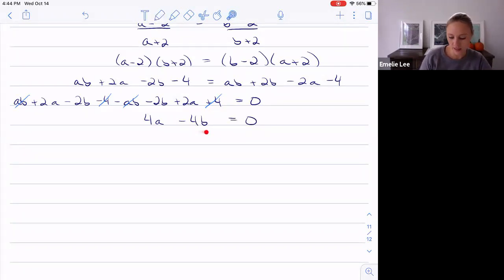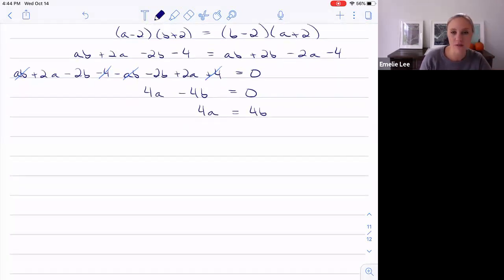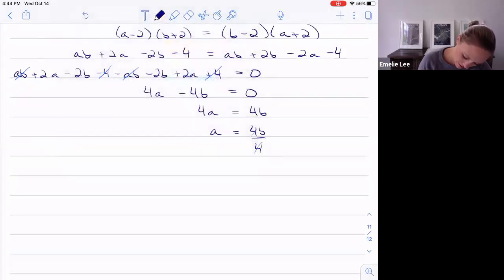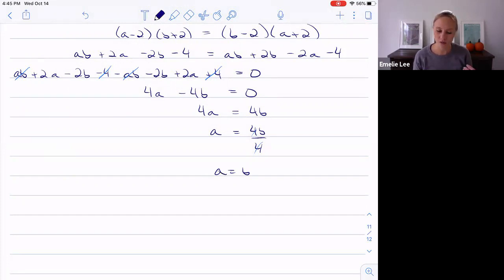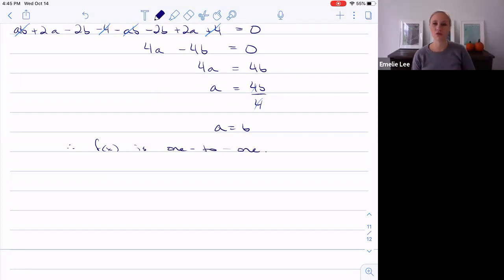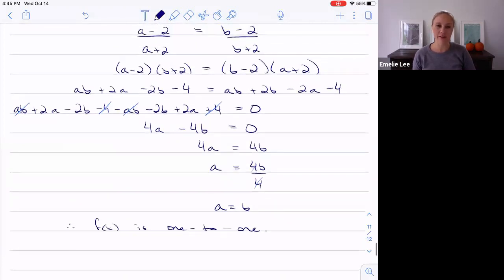So what I can do is I can move this negative 4B over to the right-hand side. And so I'm left with 4A equals 4B. But if I divide these out, I've got A is 4B over 4. And now A equals B, therefore F is 1 to 1. Therefore F of X is 1 to 1. Whew. Right. Looked like it wasn't gonna happen for a little bit there, but it just kind of cancels out eventually.